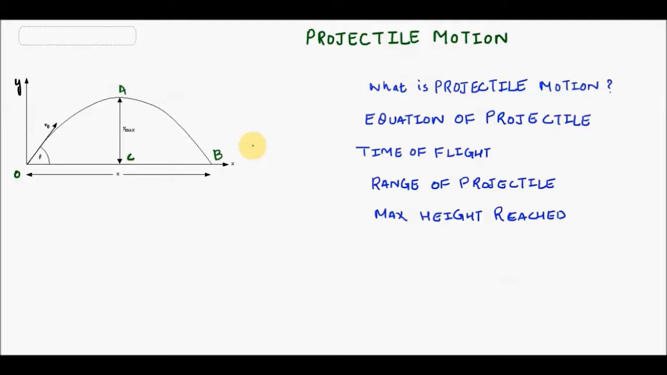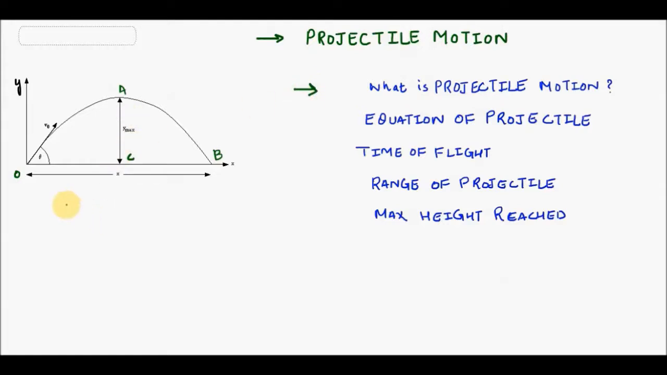Now today we'll be continuing our discussion on kinematics, and in this video I'll be discussing projectile motion with you. I have already made some highlights of what we are going to discuss. First we'll discuss what projectile motion is. Then we will derive the equation for a projectile. We'll talk about the time of flight of a projectile, range of a projectile, and the maximum height reached by the projectile. So let's go and define what projectile motion is.